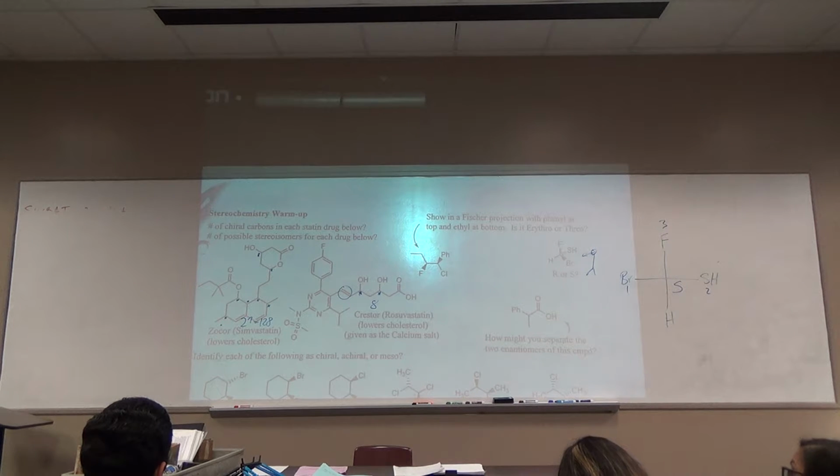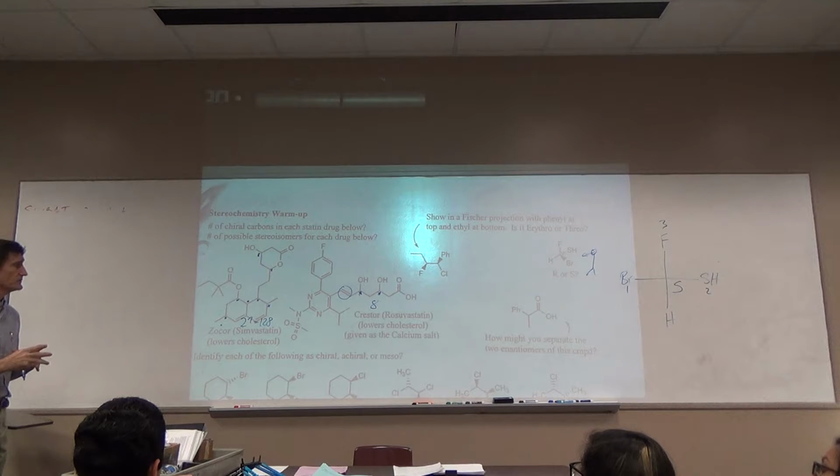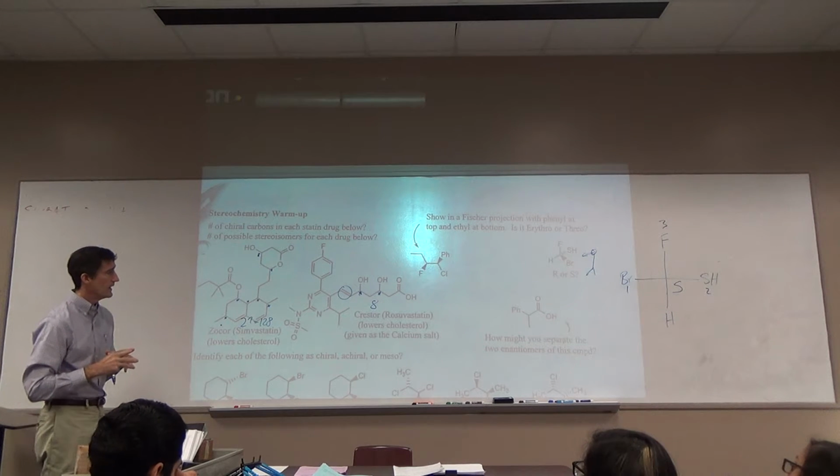Diastereomers you can separate by recrystallization, as long as you're not just unlucky. But potentially they can. I mean, they have different properties. Diastereomers do, but enantiomers, we'll look at that.